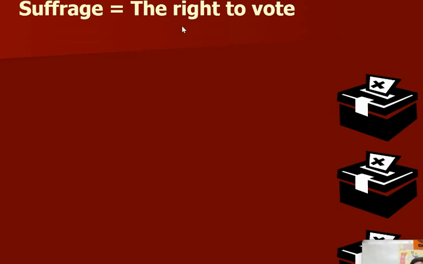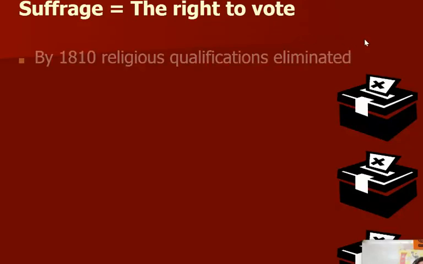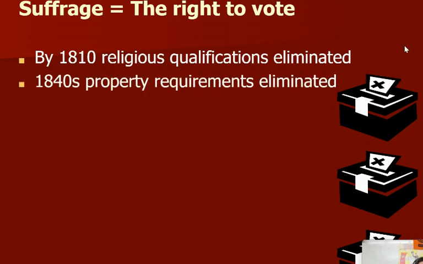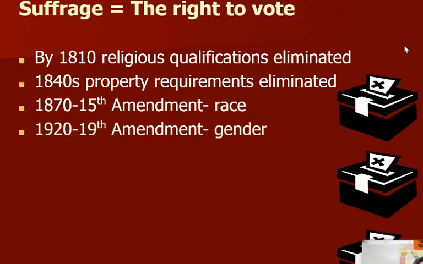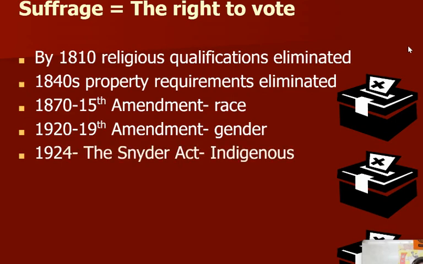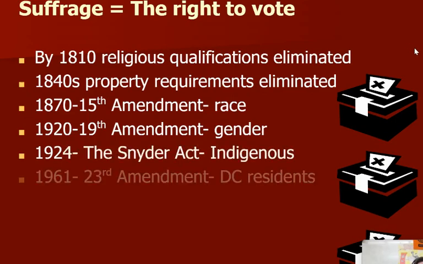For instance, we have the right to vote, otherwise known as suffrage. At first, of course, you had to be a rich, white, Christian landowner. And eventually, those qualifications started to get eliminated. First, religion, then property. Then, of course, with the 15th Amendment, you had race, then you had gender, then you had the indigenous native people of the country.